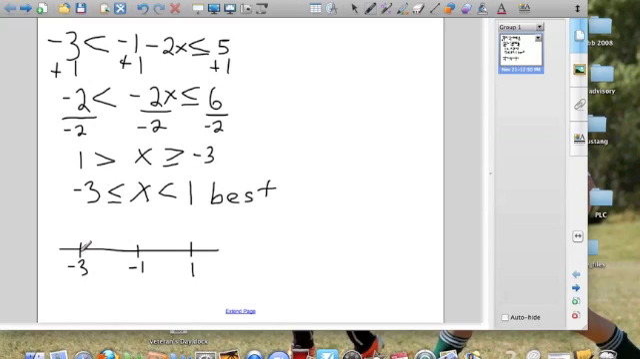On this side, we're going to have x is greater than or equal to negative 3, so we'll have a closed dot at negative 3, and we'll be going up the number line. On the other side, we're going to have x is less than 1, so we'll have an open dot. So 1 will not be part of the solutions for this inequality. And so there is our graph for negative 3 is less than or equal to x, is less than 1.